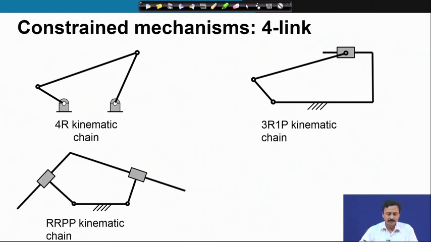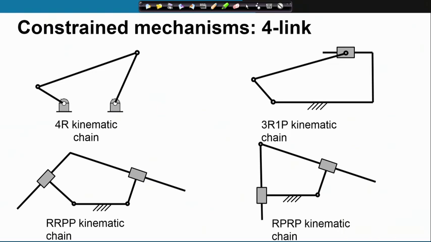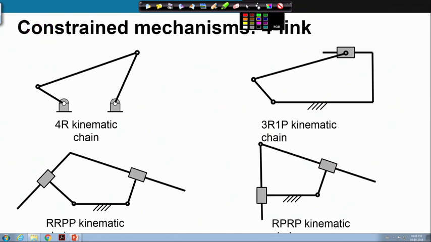You can also calculate the degree of freedom of this chain, RRPP. All of these have 4 links. There is another example, this RPRP. All these chains have 4 links, as you can count. 1 is the ground, 2, 3, 4. In this case also 1 is the ground, 2, 3, 4. Therefore, these are variants of the 4 bar mechanism or 4 link mechanism. They all have 1 degree of freedom and therefore, they are all constrained mechanisms.